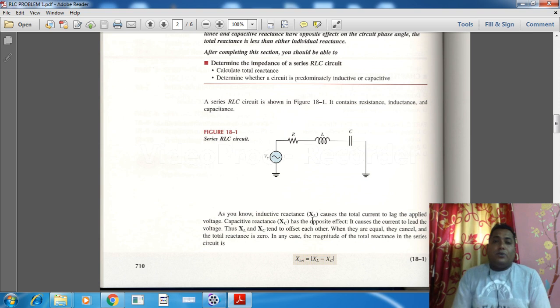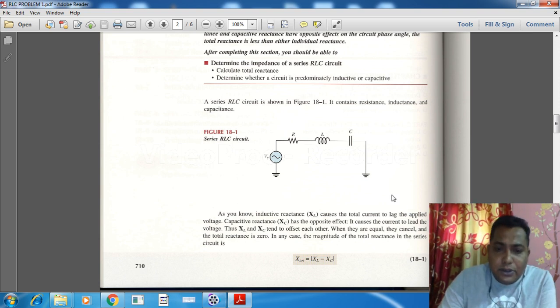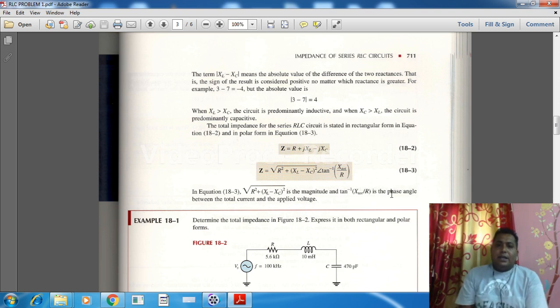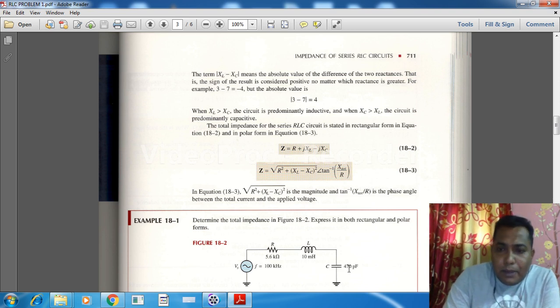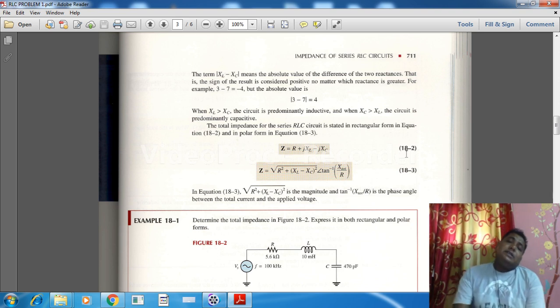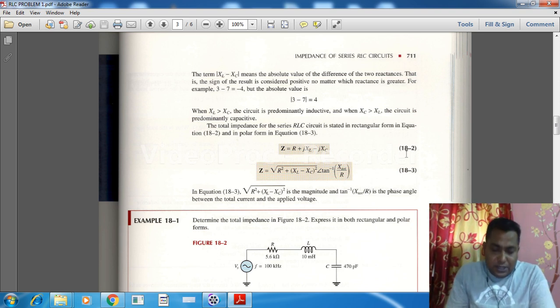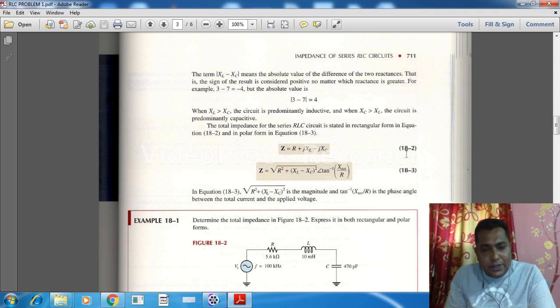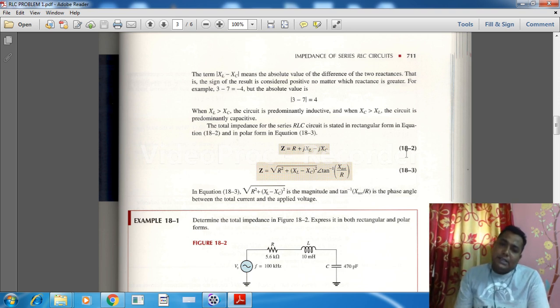So what is the total impedance value? As we go to the next slide, follow my pointer, equation number 18.2. Here we can see the vector notation. This is the vector equation. As we can see, Z is equal to R plus jXL minus jXC, where j is the complex operator.